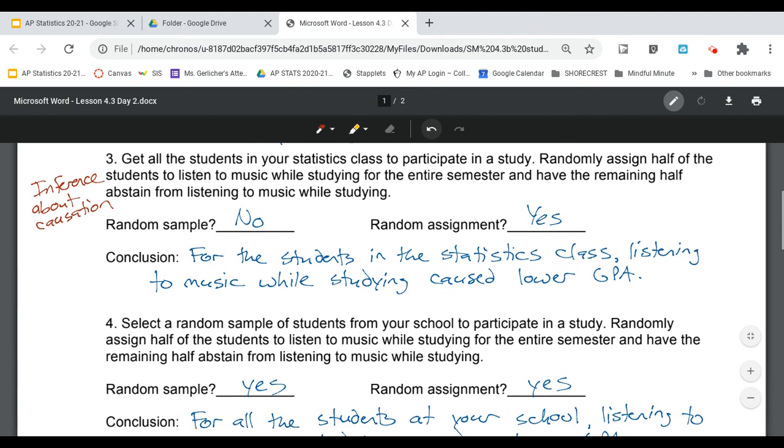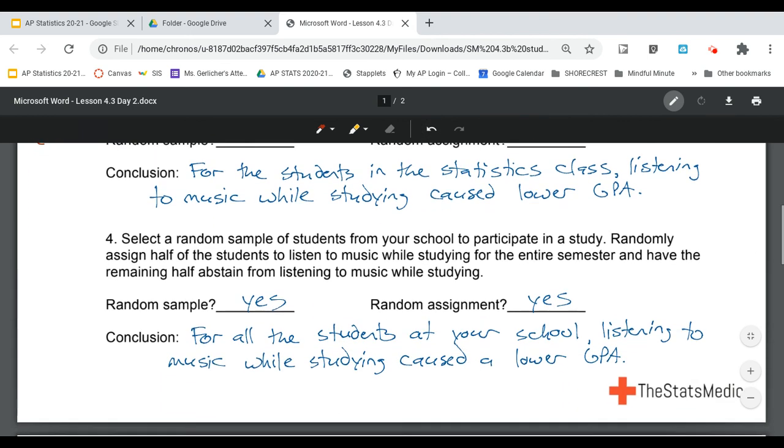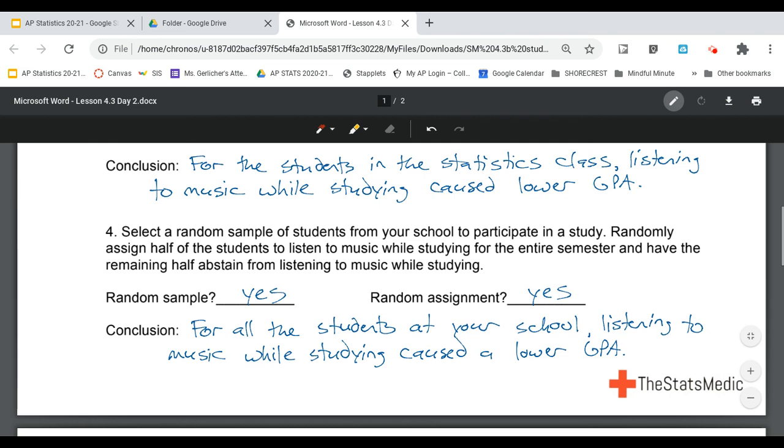Now, number 4 is when everything is going the way it's supposed to, and you have a random sample and a random assignment. So now you have the ability to make an inference, to infer things about the population and causation. So this is what you're hoping for. You did a random sample of people in your experiment, and then once they were there, you randomly assigned them to different treatments. So you can say, for the entire population, for all the students at your school, if you listen to music while studying, that's going to cause you a lower GPA.